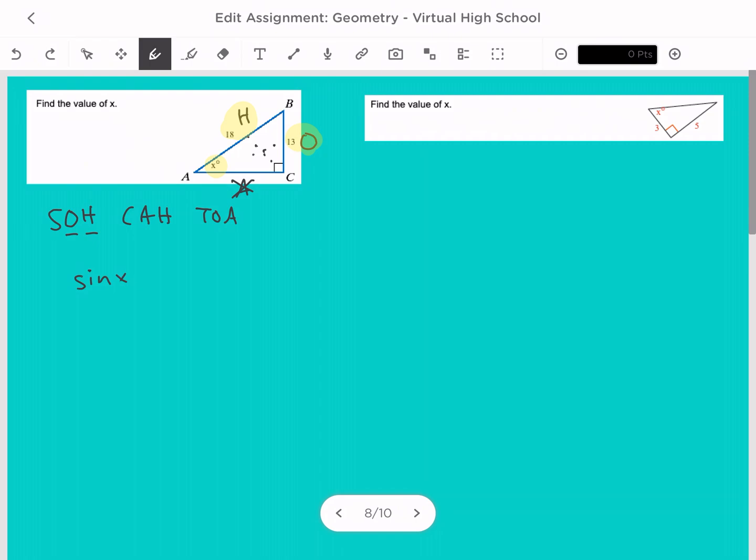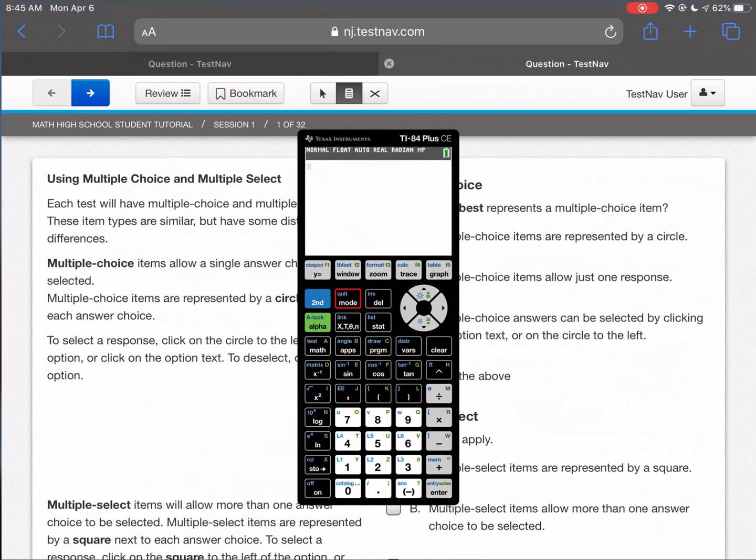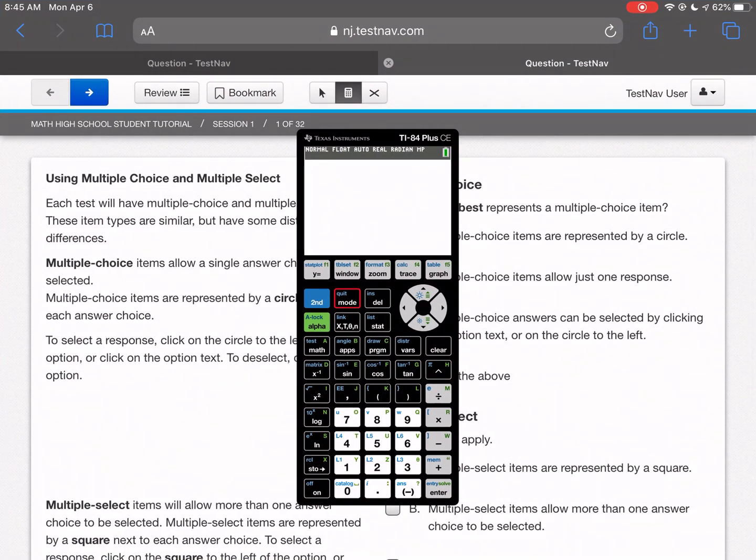So the sine of x is equal to 13 over 18. And then we're just going to flip those over. So the inverse sine of 13 over 18 is equal to x. So what I'm going to do now is open up a calculator, and we're going to make sure that we're in the correct mode. So we're going to go down to radian, change it to degrees. And then we're going to type in the inverse sine, so second sine, and we're going to type in 13 over 18.